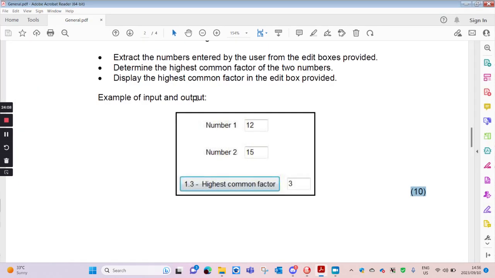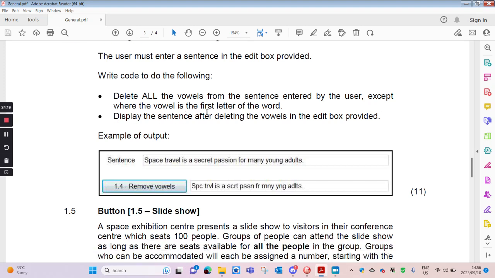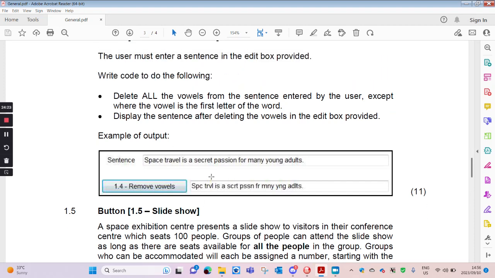Let's just read the question again. So this one: delete all the vowels from the sentence entered by the user except where the vowel is the first letter of the word. Display the sentence after deleting the vowels in the edit box. Alright, so it's exactly like that. However, we just want to leave the first letter and then all vowels should be out.